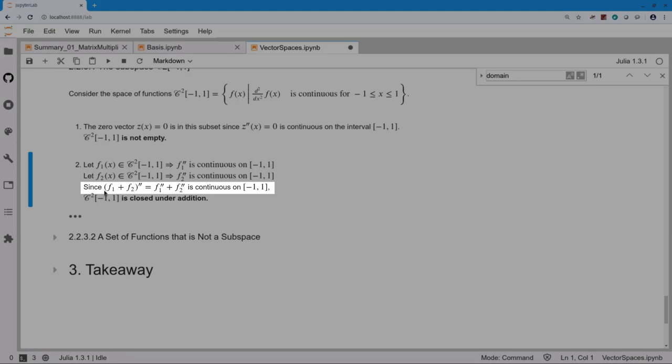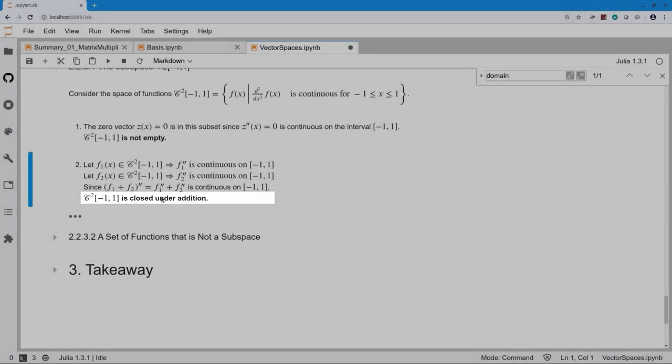So the second derivative of f1 plus f2, a calculus theorem says that's just the sum of the second derivatives of the functions. And this one is continuous, that one is continuous, the sum of continuous functions is continuous. So yes, this is indeed a continuous function, and therefore my set is closed under addition.